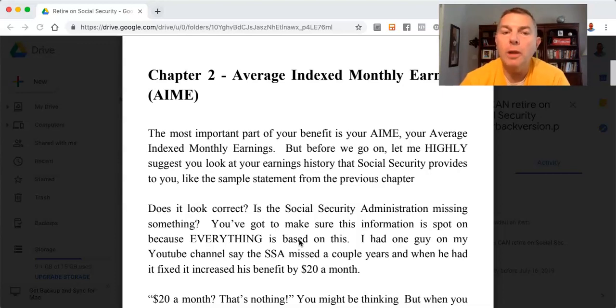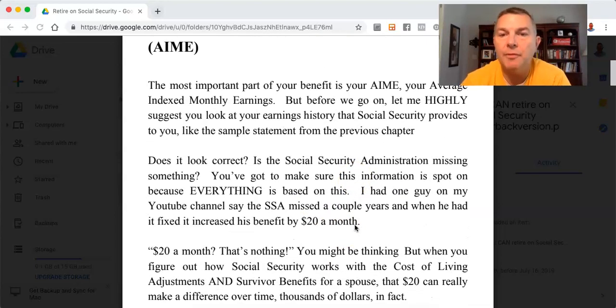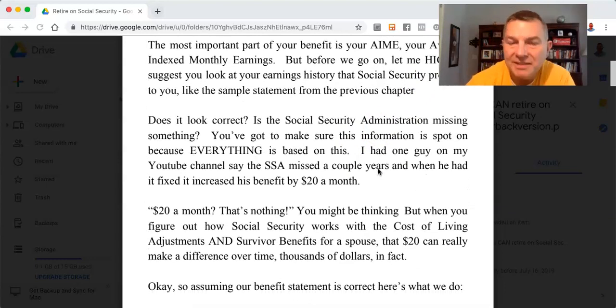But before we go on, let me highly suggest you look at your earnings history that the Social Security provides to you, like the sample statement from the previous chapter. Does it look correct? Is the Social Security Administration missing something? You've got to make sure this information is spot on because everything is based on this.